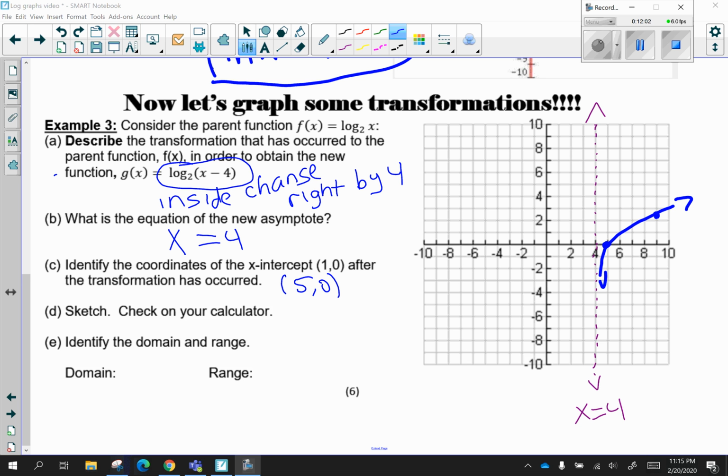Okay, so hopefully your graph looks something like mine. And now let's identify the domain and the range. So if we look at the domain here, since I have my vertical asymptote at x equals 4, I know my graph will never touch 4, but it goes all the way to the right. So my domain is from 4 to infinity, not included. But notice my range hasn't changed because this is still going all the way down and it's still growing slowly up. So my range stays the same, negative infinity to positive infinity.